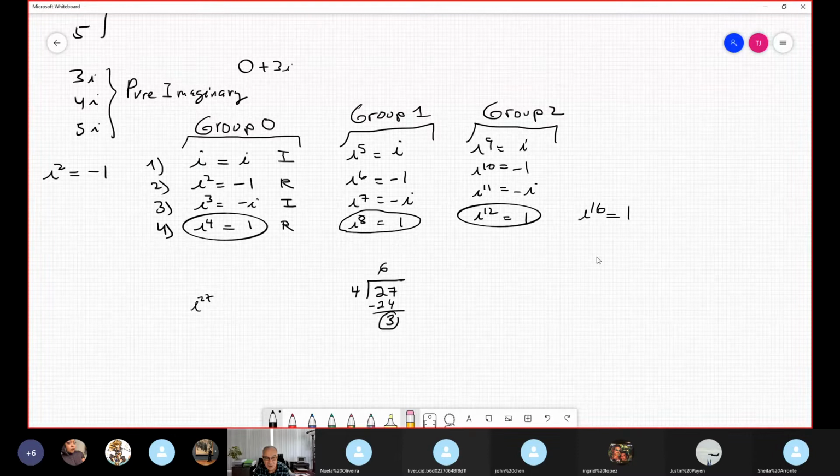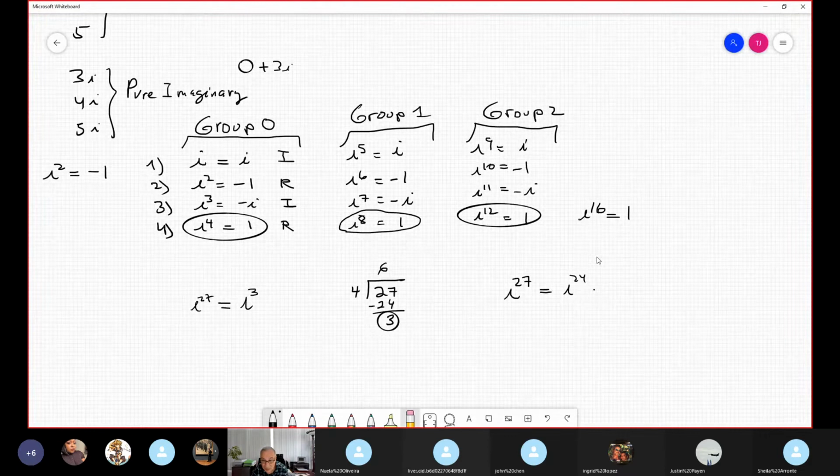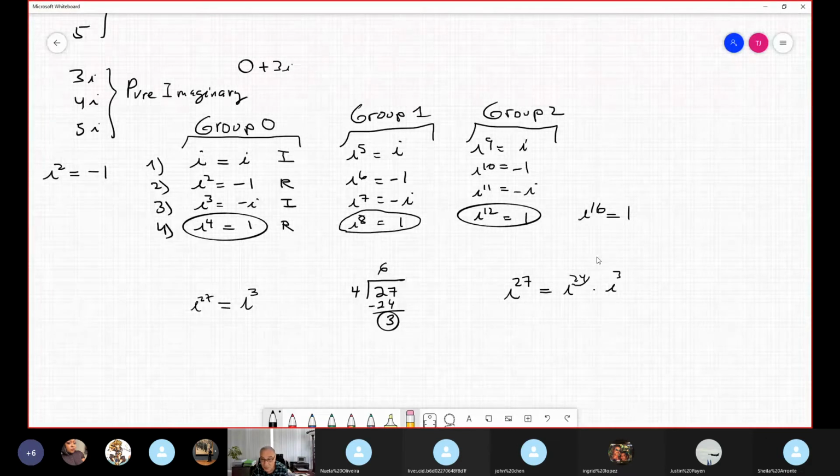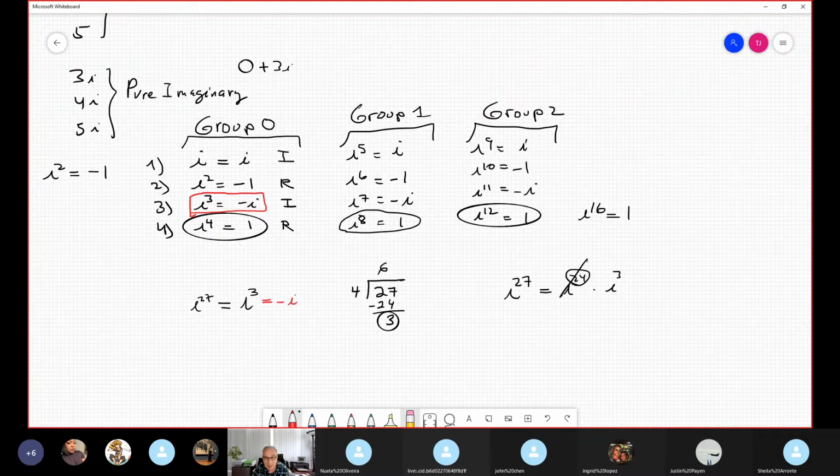And the remainder is 3. And this is equivalent to i cubed. So I delete that part because it's i^27 in my mind. It's like i^24 times i to the third power. But 24 is an exact multiple of 4, and this is equal to 1. So i cubed. And who is i cubed? Look at that. In my first column, in group 0, it is negative i. And the answer is negative i.